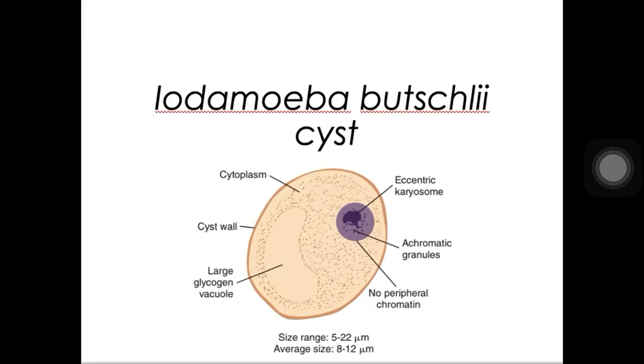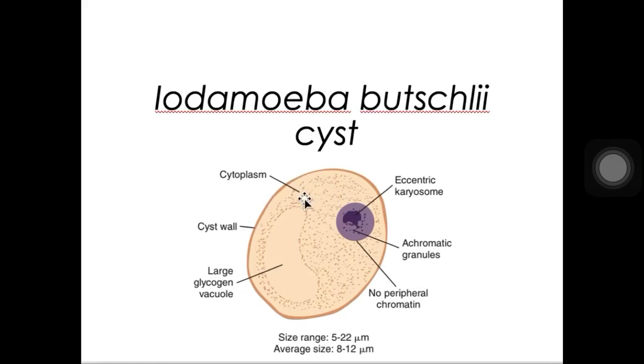So again, as illustrated here, we have the nucleus. Isa nga lang po yung nucleus dito, which is also unique to Iodamoeba buchli. Kasi di ba pag cyst form, laging halos 4, 8? Pero dito, isa lang. So it is uninucleated. Then similar yung kanyang nuclear characteristic. May presence po na achromatic granules, tapos wala pong peripheral chromatin. Pero what is more unique here is the presence ng large, well-defined glycogen vacuole.